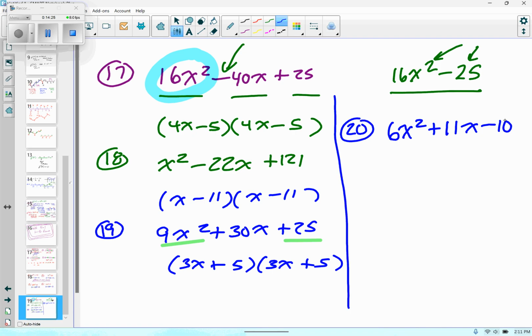I just wanted to go back to reviewing this. So first off, those were quick. Is 6x squared a perfect square? No, 3x times 3x is not 6x squared, is it? What about 10? Is that a perfect square? No. So this one we have to go back to our traditional factoring.